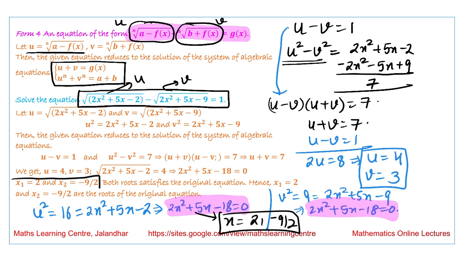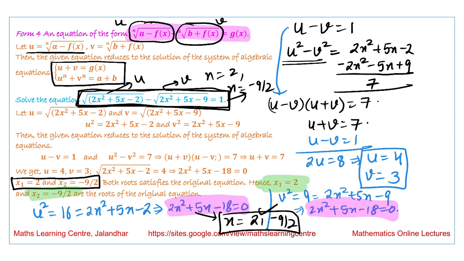Solving these equations, we obtain this answer, and we can see that both these values satisfy the given equation. Both these values, x is equal to 2 and x is equal to minus 9 by 2, satisfy these equations. So both of these are the solutions for this equation, that is x1 is equal to 2 and x2 is equal to minus 9 by 2. Both of these are the solutions of this given equation.